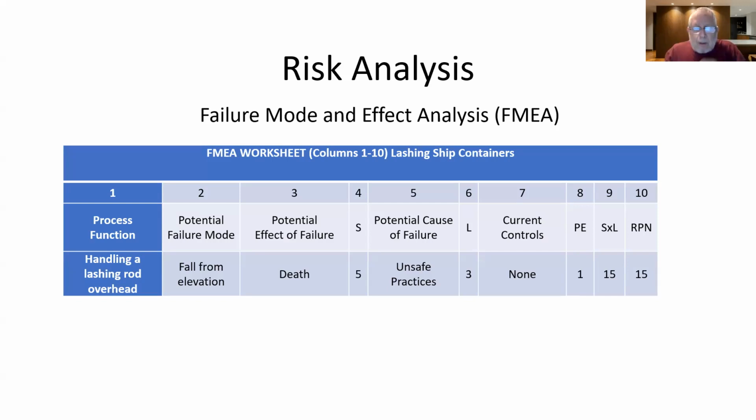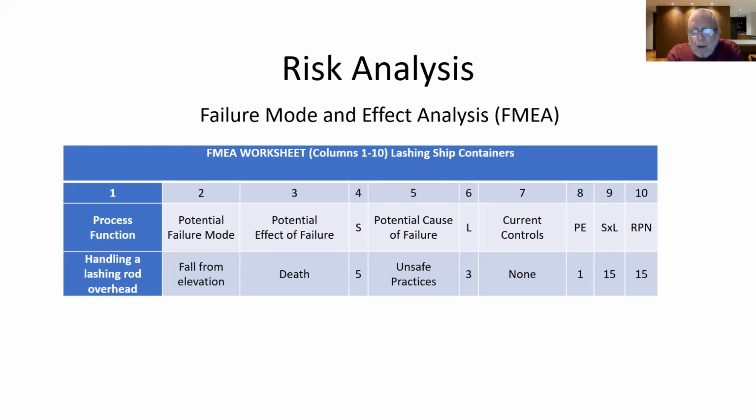I got my glass on the C's number. It is 5. Severity is 5. Potential cause of failure, unsafe practices. And the likelihood is a 3. And the current controls are none, which is kind of amazing that they're doing this with no controls whatsoever. So the preventive effectiveness is a 1 because no controls or PPE, that's a 1.